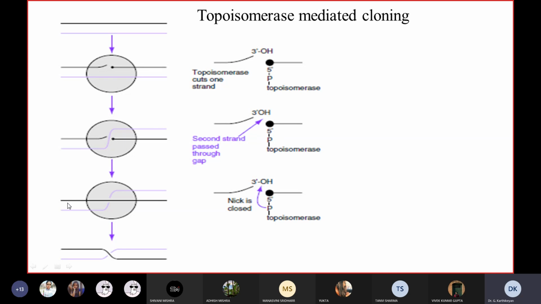So people use this property. This is a fundamental property of topoisomerase. It's not that people didn't know it. They knew this is a fundamental property of DNA topoisomerase, so they used this. Somebody said, why don't I try doing it with my vector and my gene of interest? Will it work? And it worked. And it worked in a beautiful way.